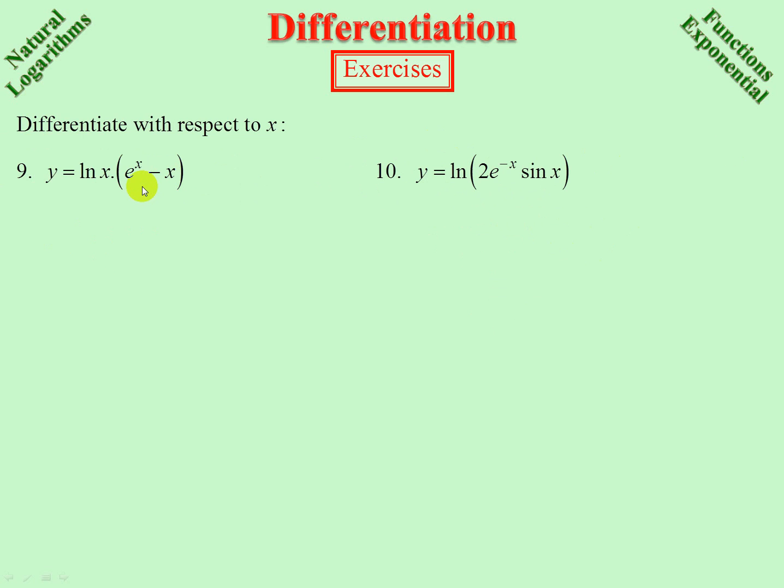Here's a product rule. It's derivative times that plus that times derivative. Derivative of ln x, 1 over x times that as it is, plus ln x as it is, times derivative. Derivative of e to the x, derivative of the x, 1. Composite rule.